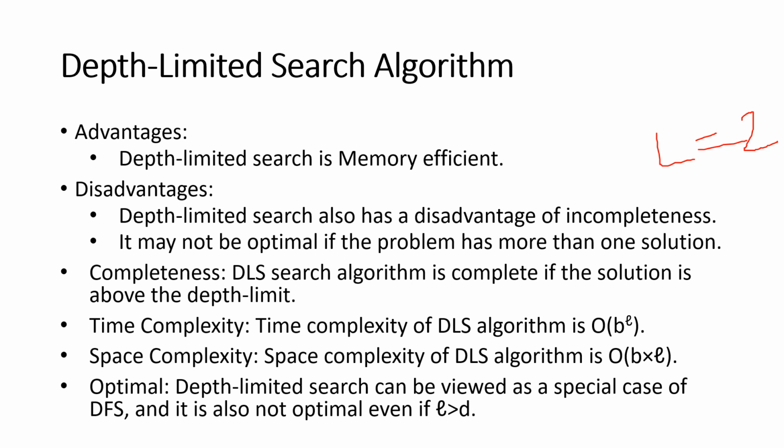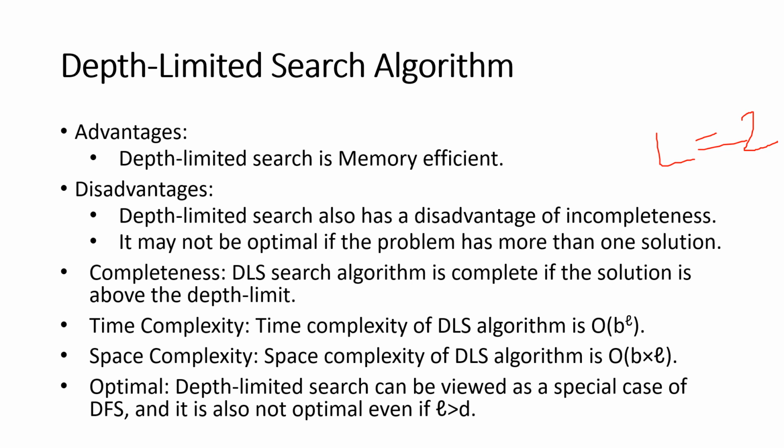And then not optimal. If multiple solutions exist, DLS may return a non-optimal solution as it does not guarantee the shallowest or least cost solution. And then the choice of depth limit is critical. If the depth limit is too small, then the algorithm may miss the solution. And if it is too large, then it behaves like a DFS.